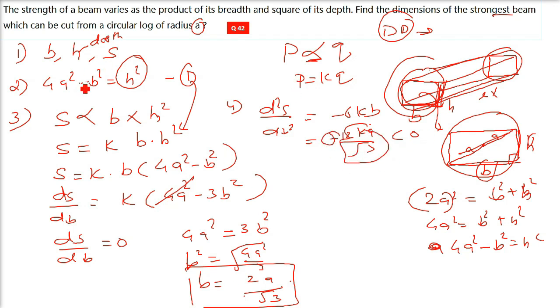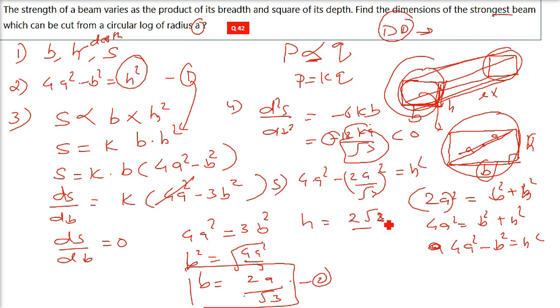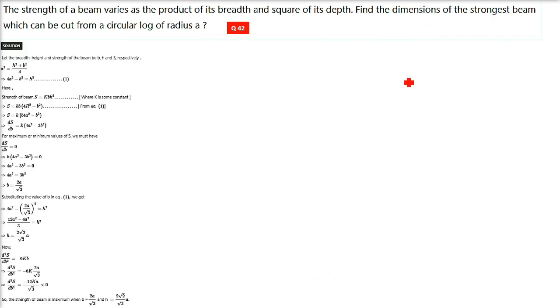So B is twice A by root 3. Use equation number 1 in order to get this. So 4A square minus B square, you can write B square as 4A square by 3. So you will get H. H will be 2 root 2 by root 3 into A. So H and B, height and breadth, are the dimensions of the strongest beam which can be cut from a circular log of radius A. So please draw the diagram, and then try to suggest and compute all these things.